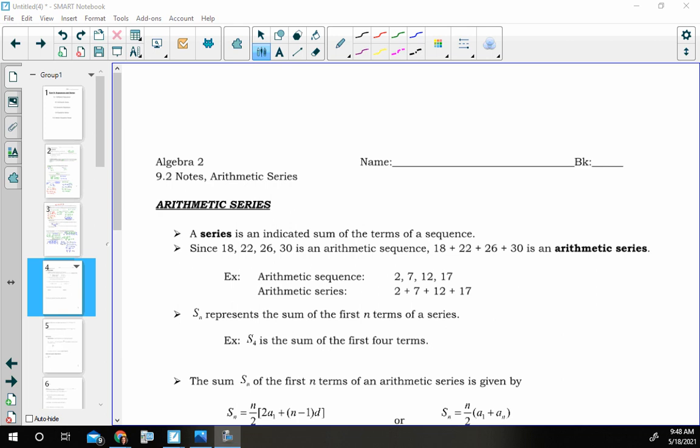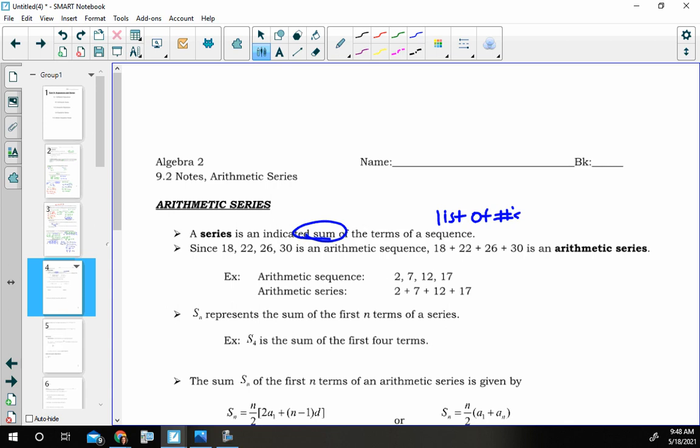So in 9.2, we're going to be talking about series. So a series indicates the sum of the terms of a sequence. Remember, a sequence is a list of numbers or a list of terms, okay? When I throw series onto it, it's actually me adding all of those. So we're actually finding the sum of all those numbers.